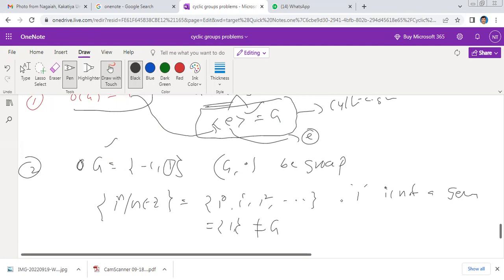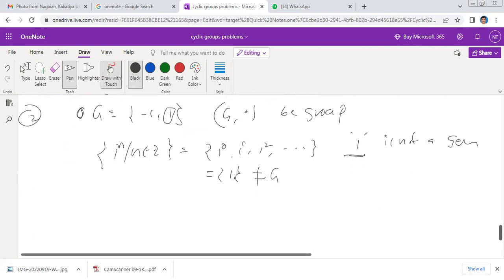So what about the identity element? The identity element is never a generator in the case where the order of the group is greater than 1. The identity element is not a generator in the case where the order of G is greater than 1.